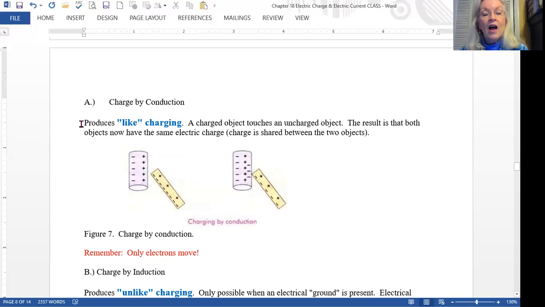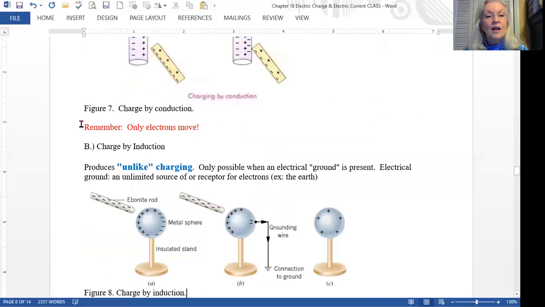It produces like charging. That means if the charging object, the rod in this case, is positive, the cylinder will end up being positive. Actually, the charged positive objects end up taking electrons away. Negative objects end up donating charge. So charge by conduction requires touching, and it produces like charging. So a charged positive rod will give you a positive object. Negative rod will produce a negative object. And again, our rule is only electrons move.